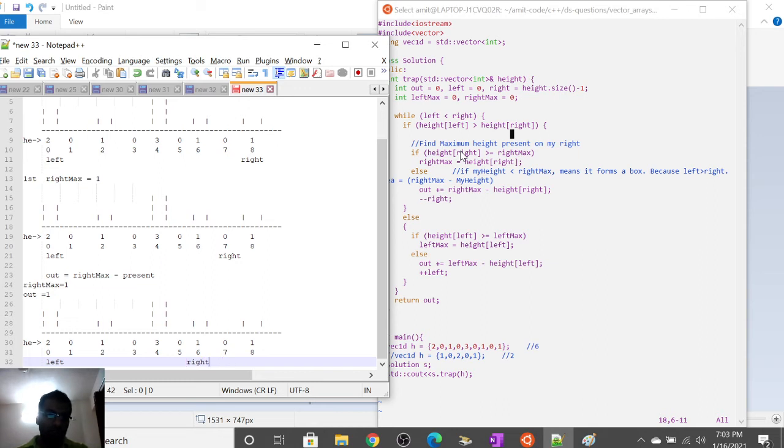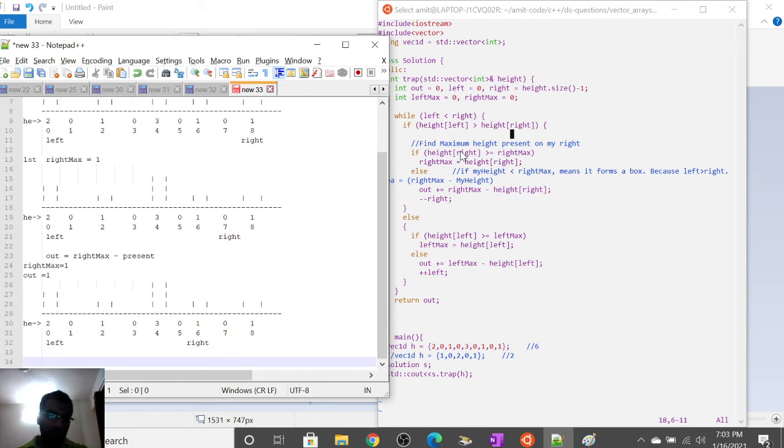Now in this case we see that right max is still 1. So it means we are not going to add anything, because at this position we cannot add anything to the water, right?